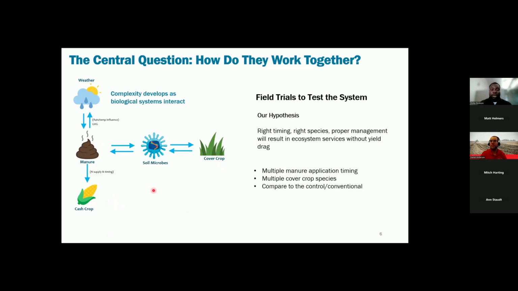So we decided to try to set up a field plot so we could test our hypothesis. We decided to try different manure application timing, multiple cover crop species, and also compare them to the conventional way corn and soybean are produced.